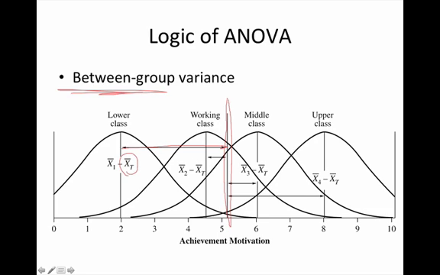So I can see my lower class mean deviates quite a bit. My working class mean deviates a little less. My middle class mean deviates this much. And then my upper class mean deviates by quite a bit. So what we're trying to do with analysis of variance is provide a ratio of between groups variance to within groups variance.